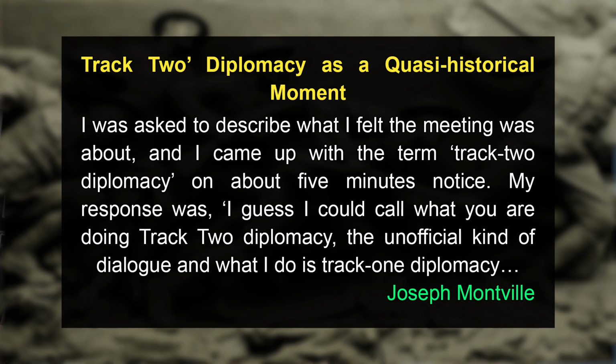Montville describes the coining of the term Track Two Diplomacy as a quasi-historical moment. While talking about the origin of this term, he says, and I quote, "I was asked to describe what I felt the meeting was about, and I came up with the term Track Two Diplomacy on about 5 minutes' notice. My response was, I guess I could call what you are doing Track Two Diplomacy, the unofficial kind of dialogue, and what I do is Track One diplomacy," unquote.